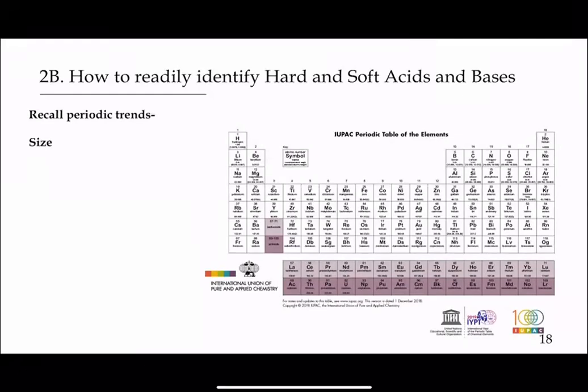So that's the acid. So what about base? All right. So generally, you're good with the bases.